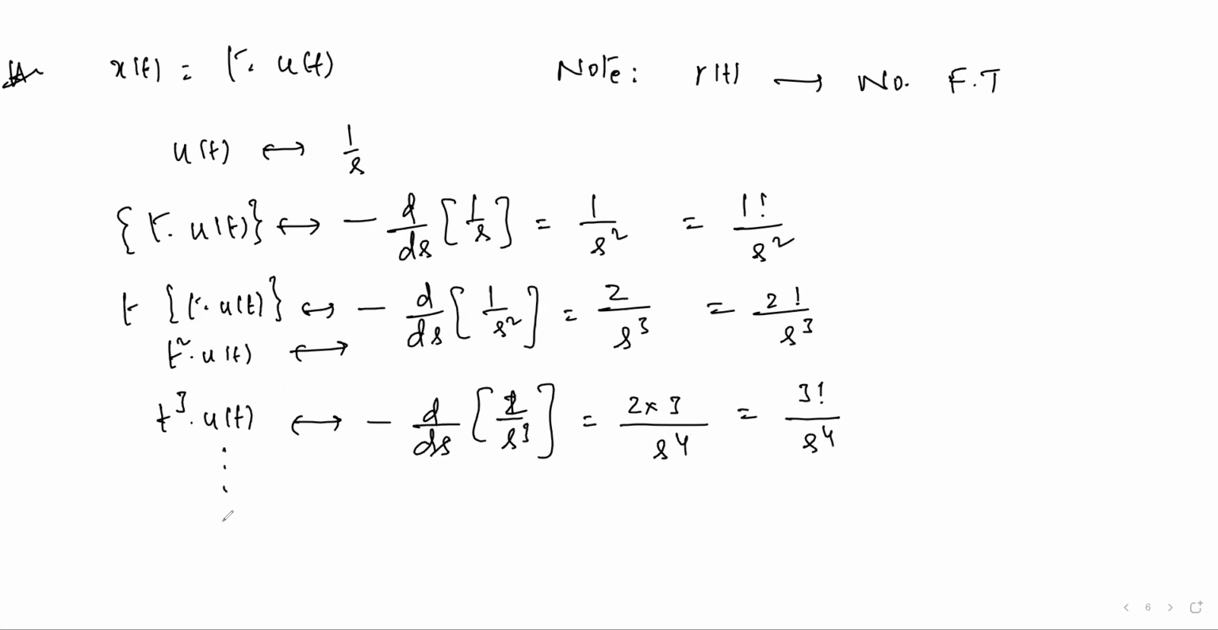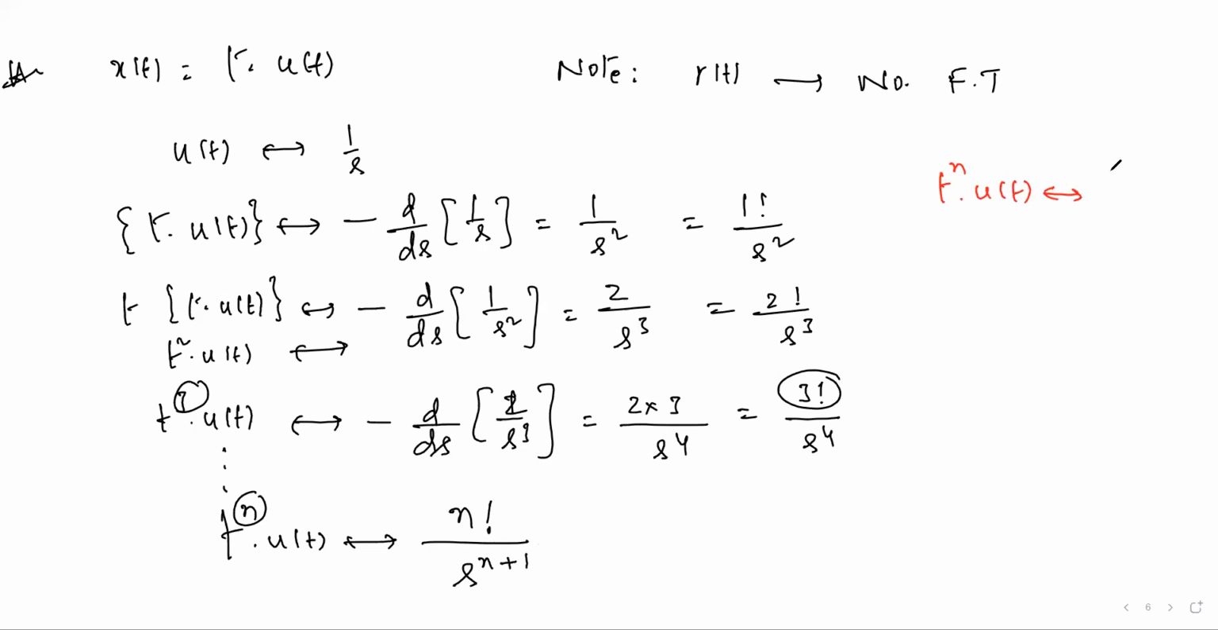So if I have t to the power of n, u of t, Laplace transform what? Here 3 is there, the 3 factorial. So here n is there, we should get n factorial. And here s to the 4, n plus 1, s to the power of n plus 1. So carefully note down. If we have t to the power of n, u of t, Laplace transform it is n factorial by s to the power of n plus 1.